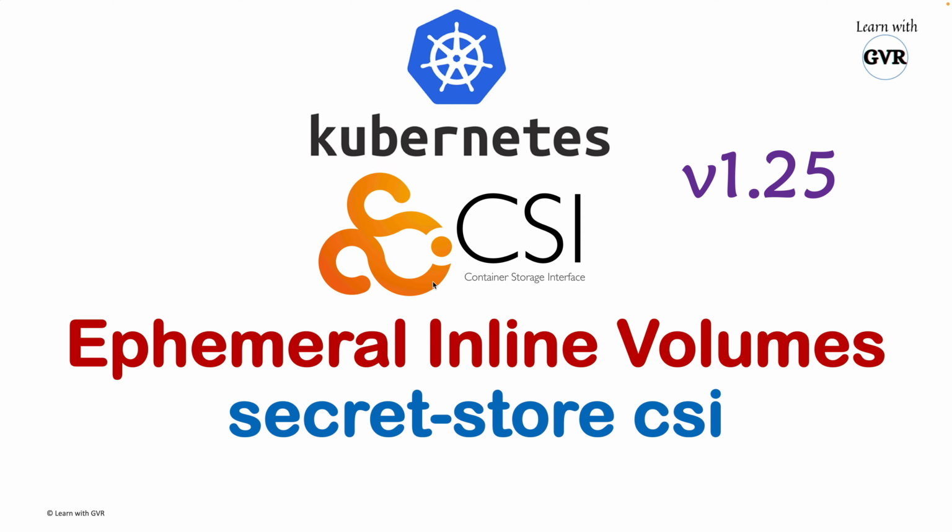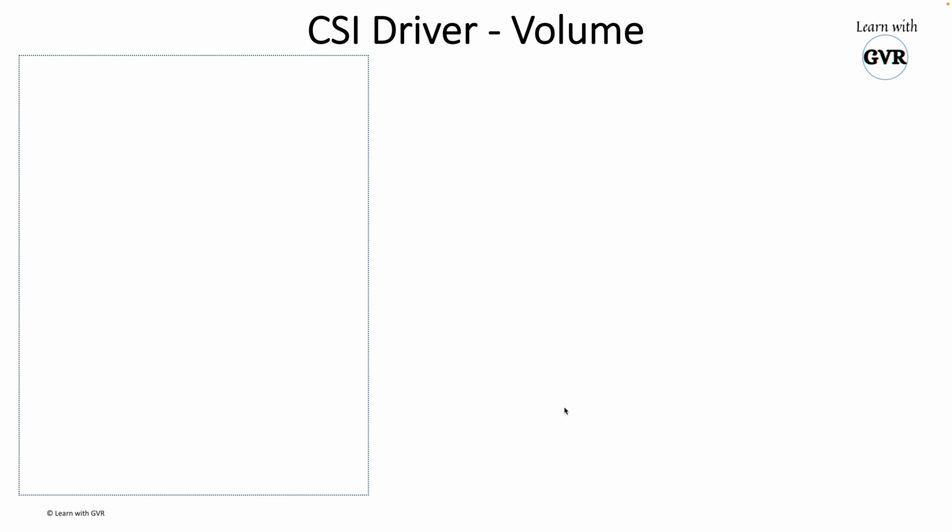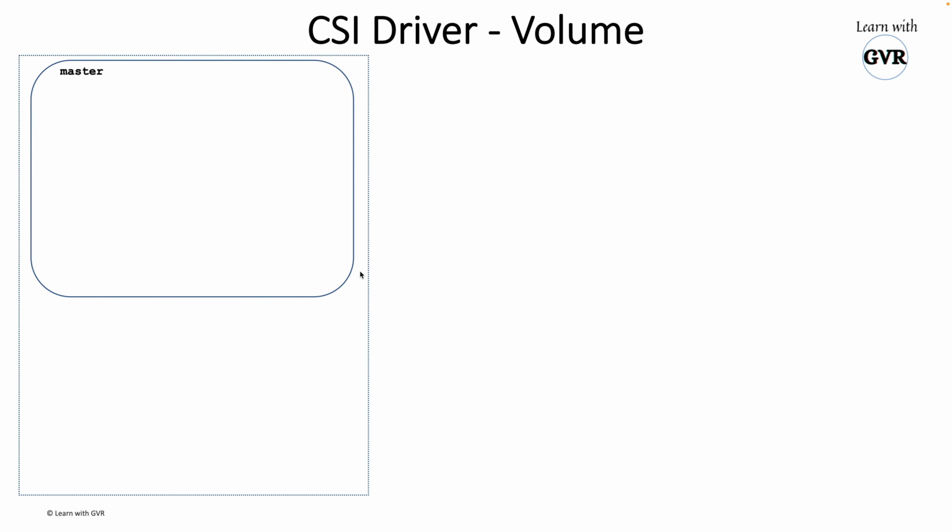So let's try to understand. Before that, let's understand what is CSI, what are inline volumes, what are ephemeral inline volumes, and what is the secret store CSI driver. So CSI driver: if you look at it from the CKA or CKS point of view, we have used the CSI driver. Let's try to understand.